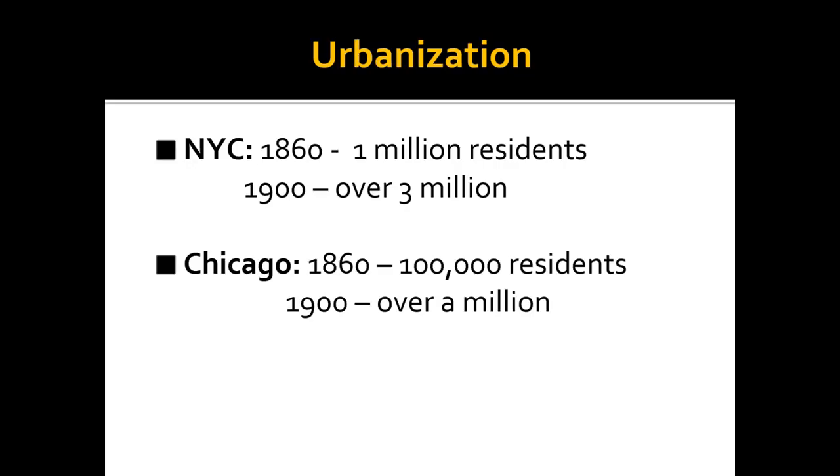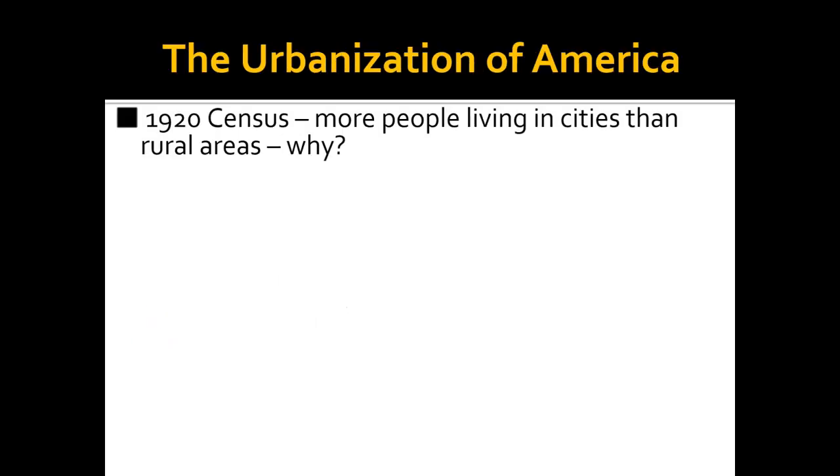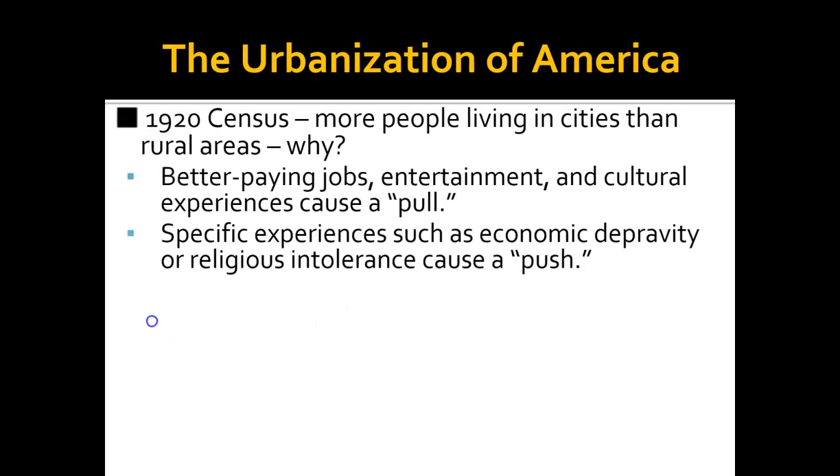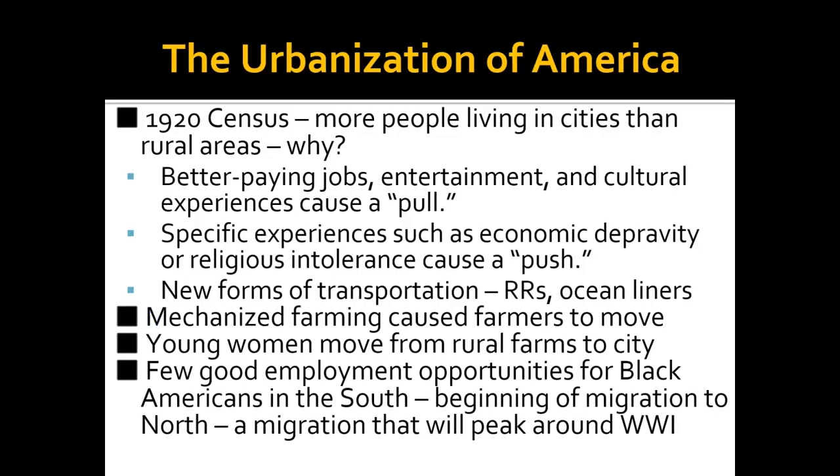We see something similar in Chicago, which becomes like the city of the urbanization period. There's 100,000 people in 1860. By 1900, the city is over 1 million people. And we certainly see a couple of trends. All of these trends have something in common in terms of migration. They are all related to a push and a pull.